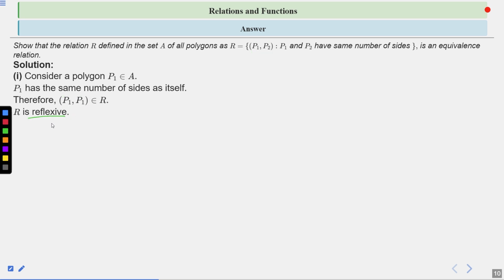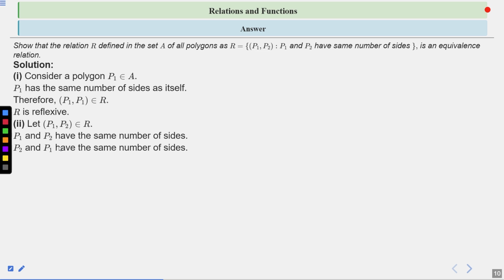Now R is reflexive. For symmetric, we start with a pair belongs to R. So (P1, P2) belongs to R. If this pair belongs to R, meaning both polygons satisfy the condition. So P1, P2 have the same number of sides. Using different words but the same meaning, P2 and P1 have the same number of sides. And this enforces me that I can write (P2, P1) belongs to R. Why? Because P1 and P2 both have the same number of sides.